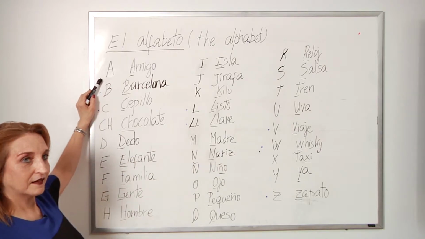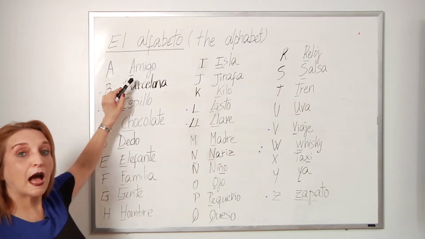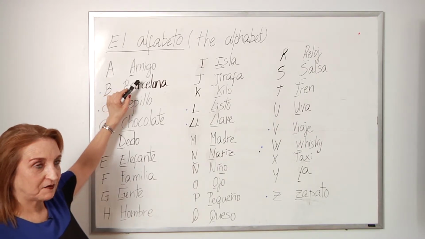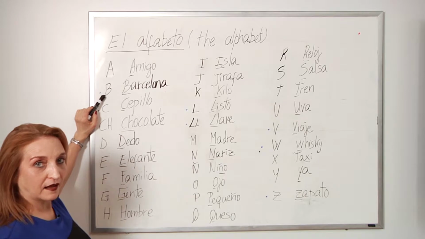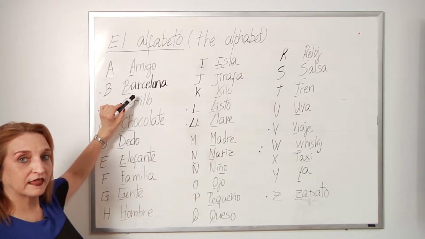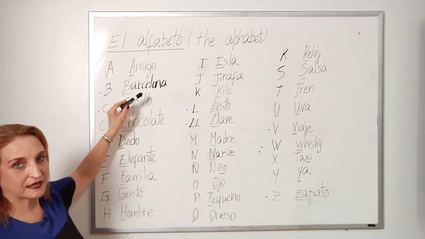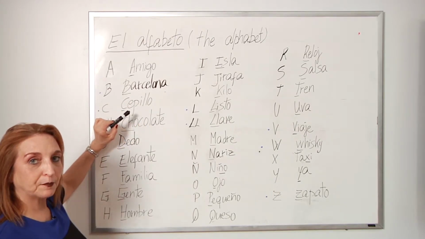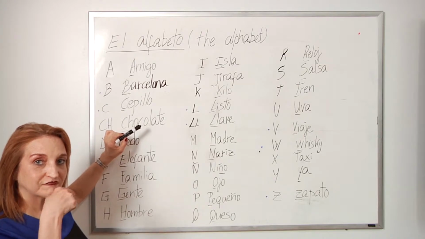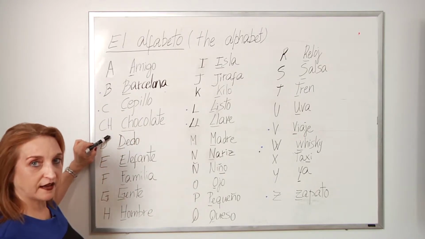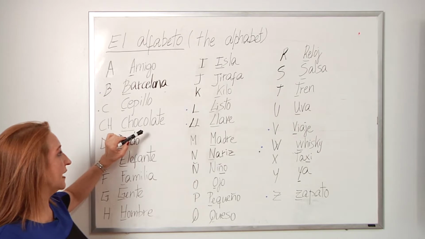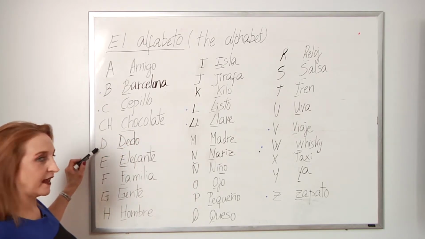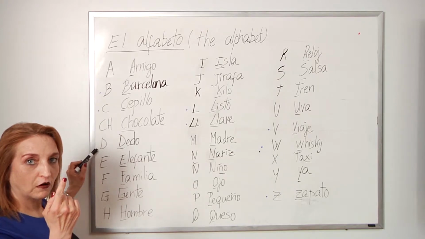A, like amigo. Amigo is friend. B, Barcelona. C, cepillo. Brush. Ch, chocolate. D, dedo. Finger.